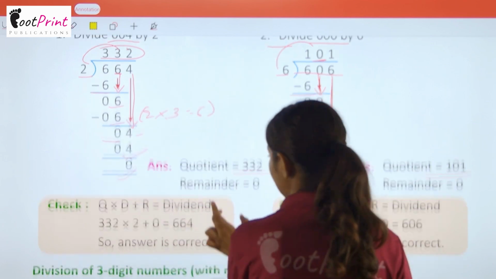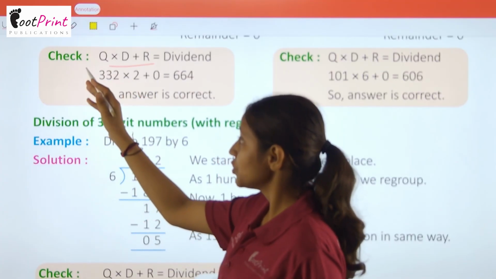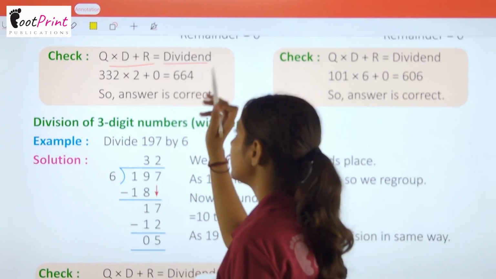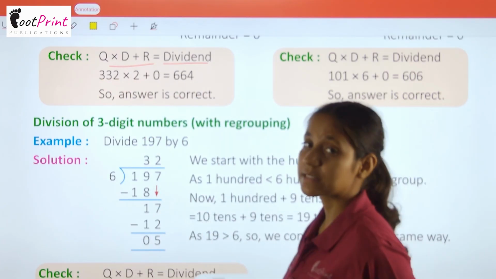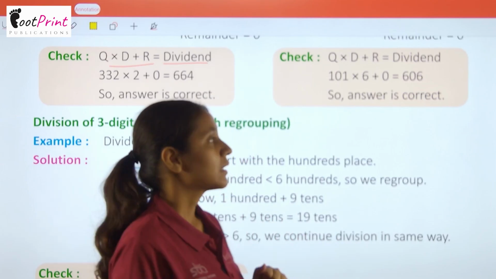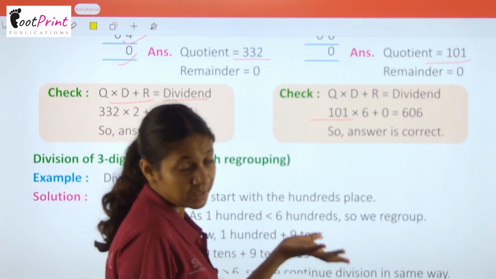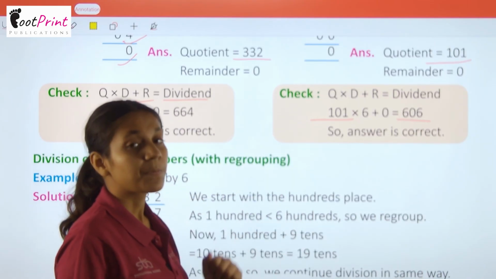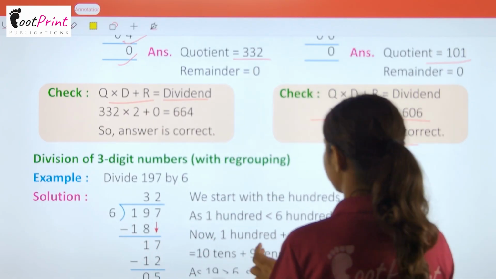We can even check it by our formula QDR. This is quotient multiplied by divisor plus remainder equals dividend. 332 into 2 plus 0 is 664 and that is a correct calculation. Similarly, 101 into 6 plus remainder, that is 0, gives us 606. That was our dividend. So the answer is correct.